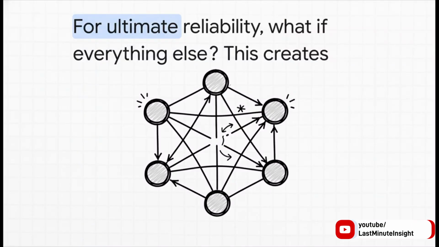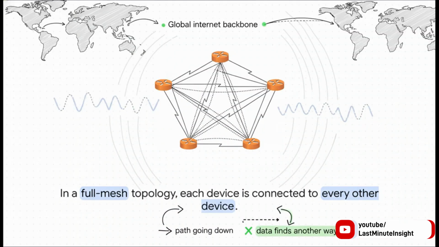But what if you need a network that absolutely, positively cannot fail? What if having a single point of failure just isn't an option? For that, we need the most robust and definitely the most complex blueprint of all. Welcome to the mesh network.